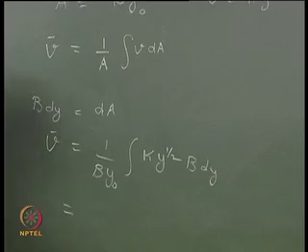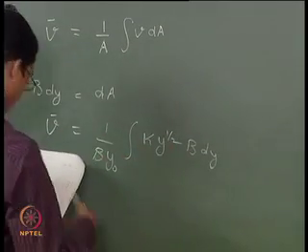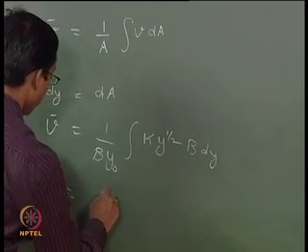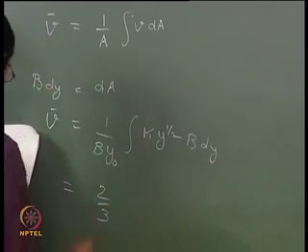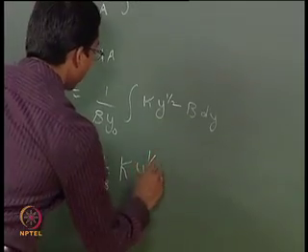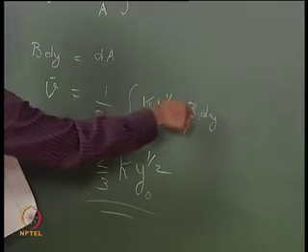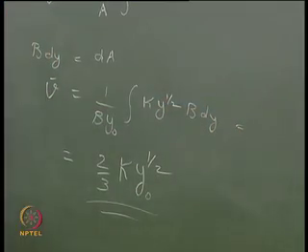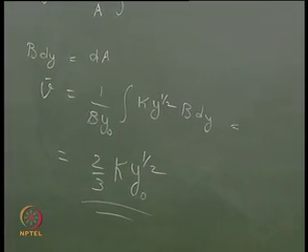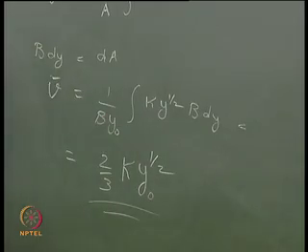So, what will you get? Simple integration, you cancel off b and all, you will get V is equal to 2 by 3 k y naught to the power of half. I hope there is no need of further how to integrate those things, as this is a master's program. By this time you should be aware of doing simple integration techniques and all.